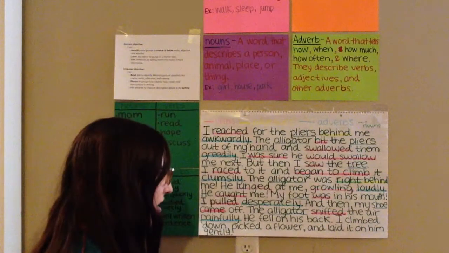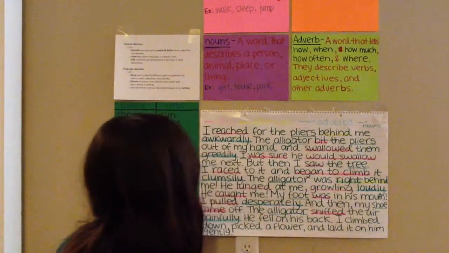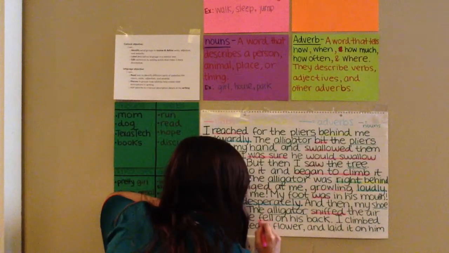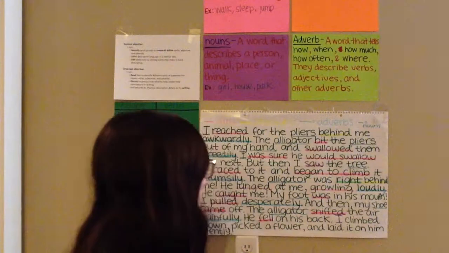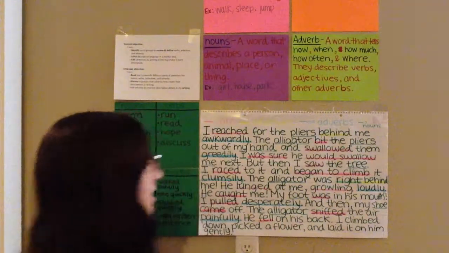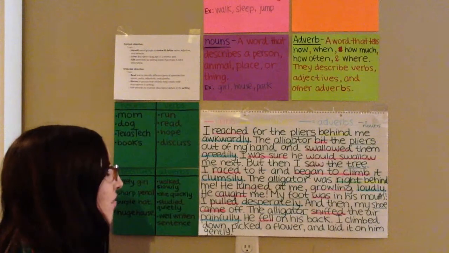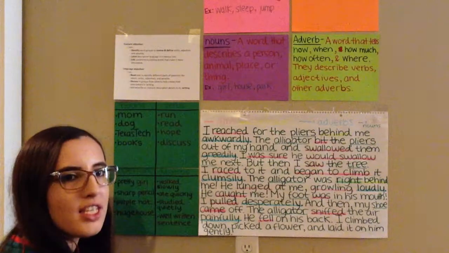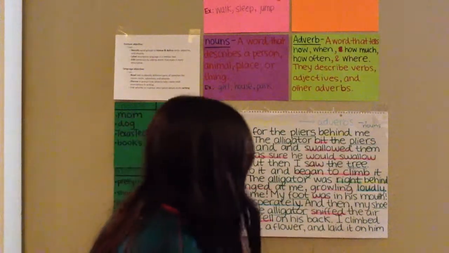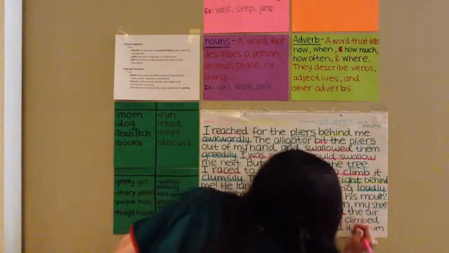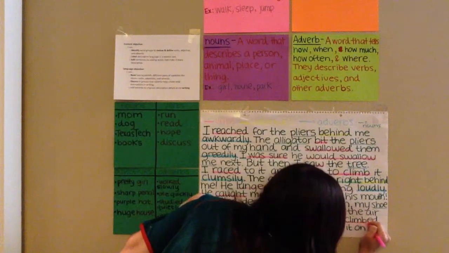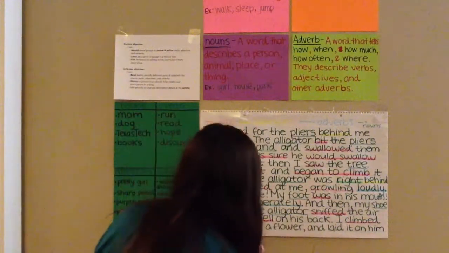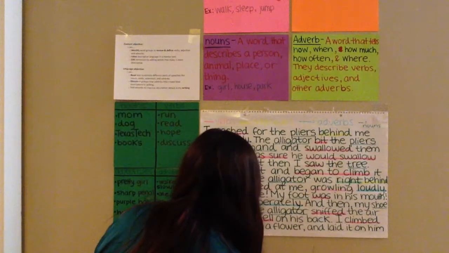He fell on his back. Good. So I heard somebody say that they see a verb. What is the verb? Fell. Do we see anything else on this sentence? Okay, good. So next sentence. I climbed down, picked a flower, and laid it on him gently. Can you help me find the verbs in this sentence? Okay, good. Climbed. What else? Picked. Good. The boy is picking a flower.